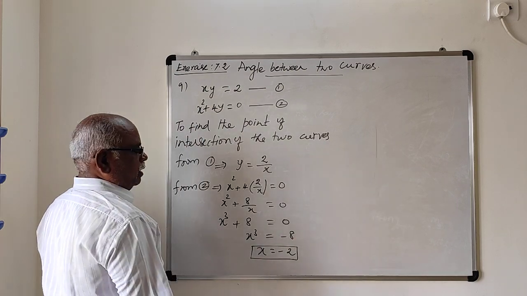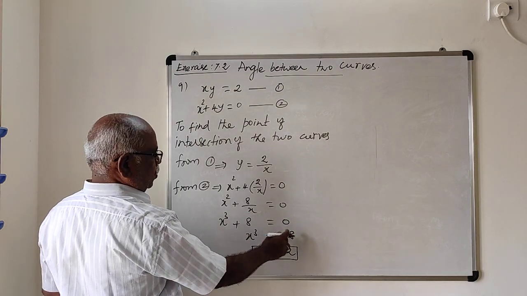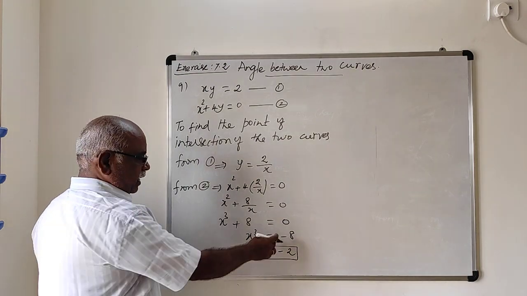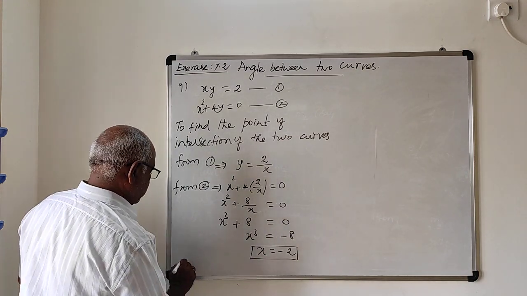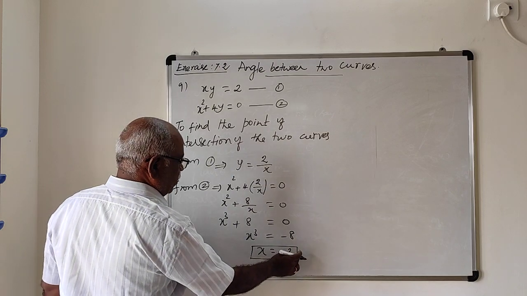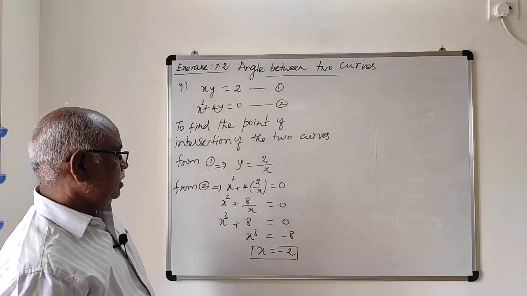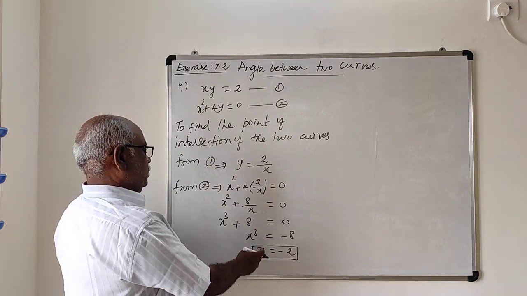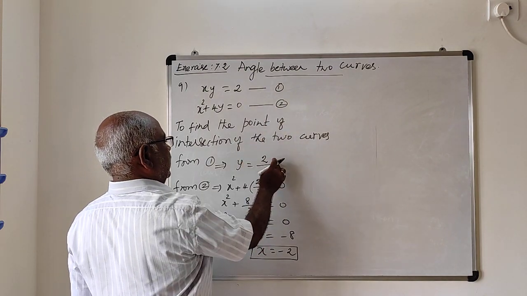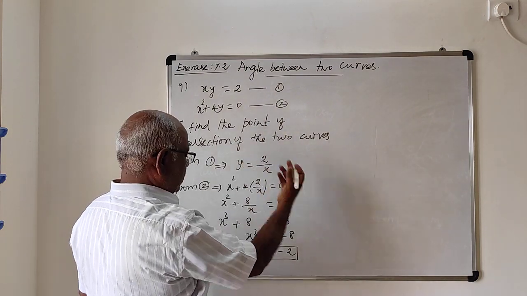Because minus 2 whole cube is minus 8. Therefore x cube equal to minus 8 means x equal to minus 2 into minus 2 into minus 2, that is minus 8. So x equal to minus 2. Substitute x equal to minus 2 here. You will get the y value and you will get the point of intersection.